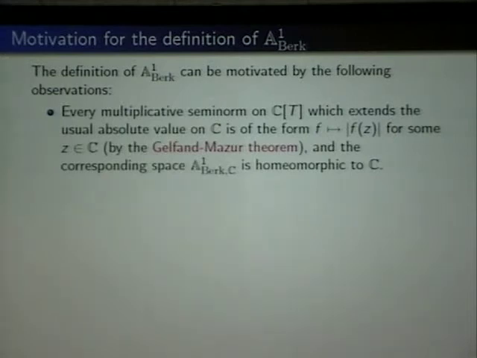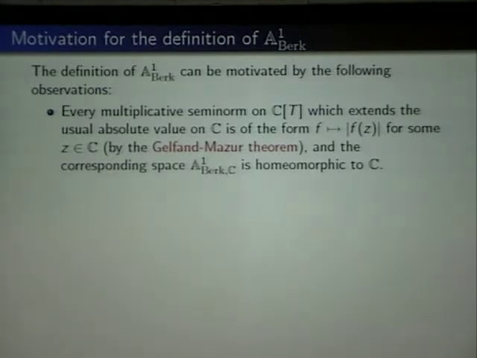So first of all, in the Archimedean case, and this is why I wanted to allow this more general triangle inequality, just so I could say something about the Archimedean case. In the Archimedean case, every multiplicative seminorm on this polynomial ring, which extends the usual absolute value on C, just comes from evaluating at a point. So it's just of the form f goes to absolute value of f(z) for some complex number z. And this follows from classical results in functional analysis. And so in some sense, the corresponding Berkovich affine line over C is just C.